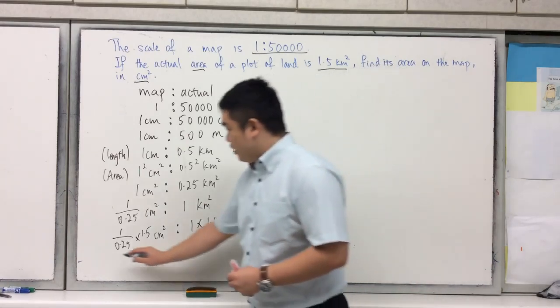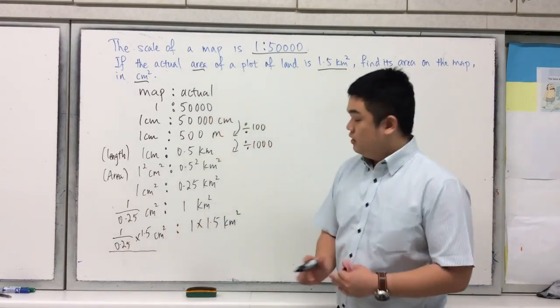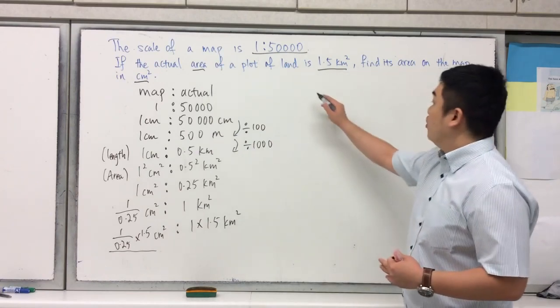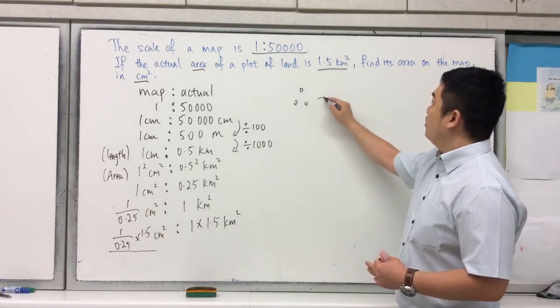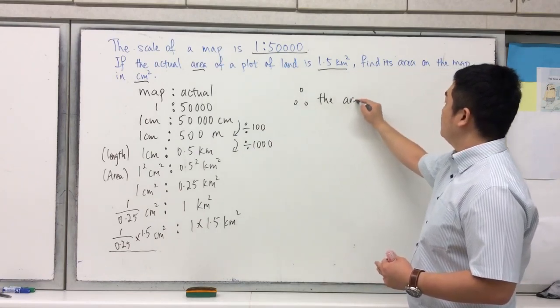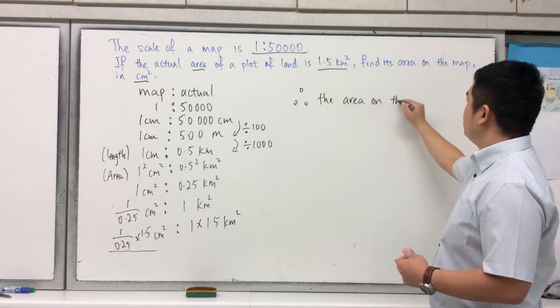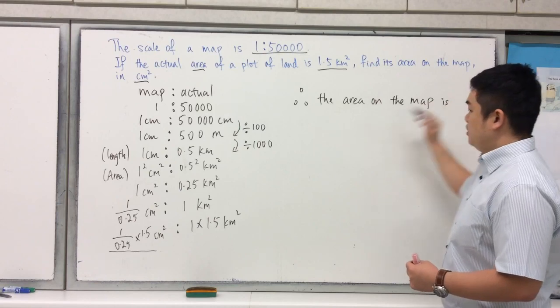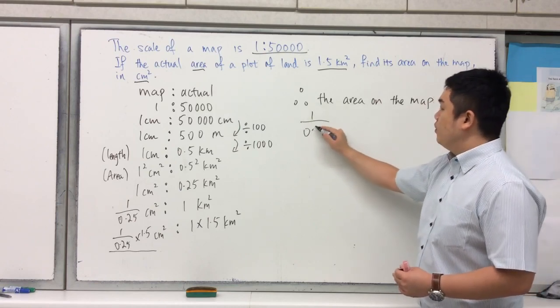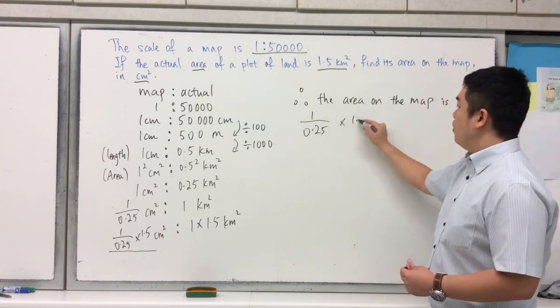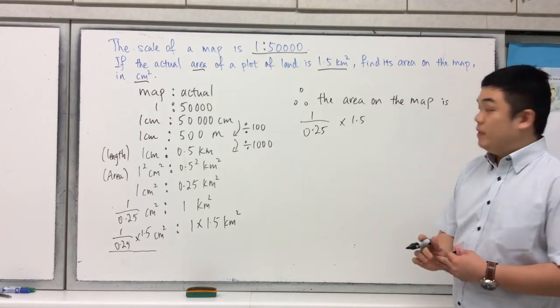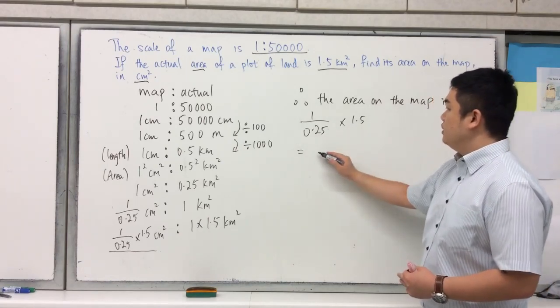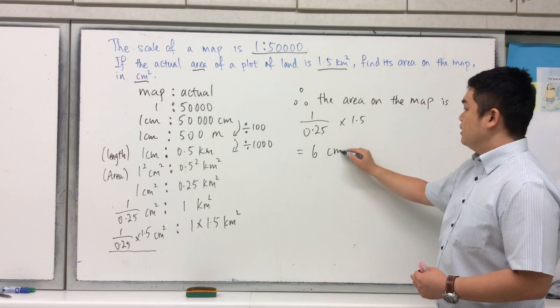Alright, so now I convert this to be my answer. So now let me have a concluding statement. Therefore, the area on the map is 1 divided by 0.25 multiplied by 1.5. This will be my answer. So use your calculator, you'll get 6 centimeters square.